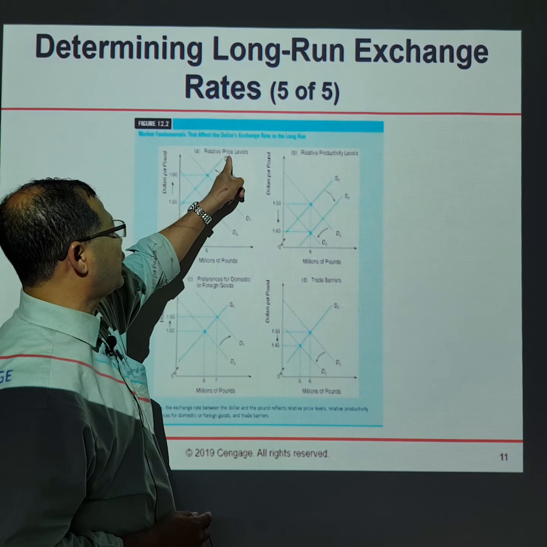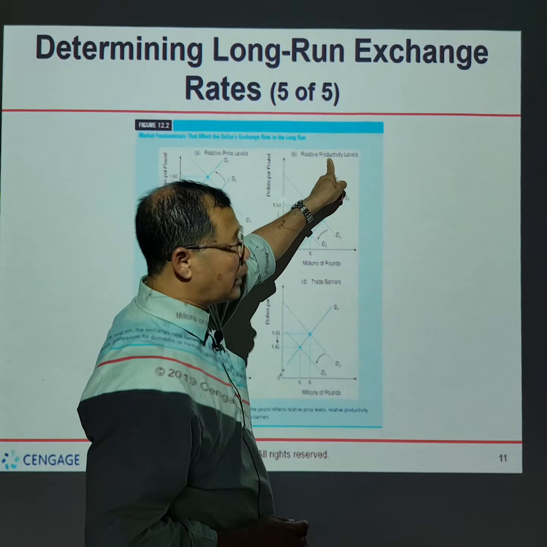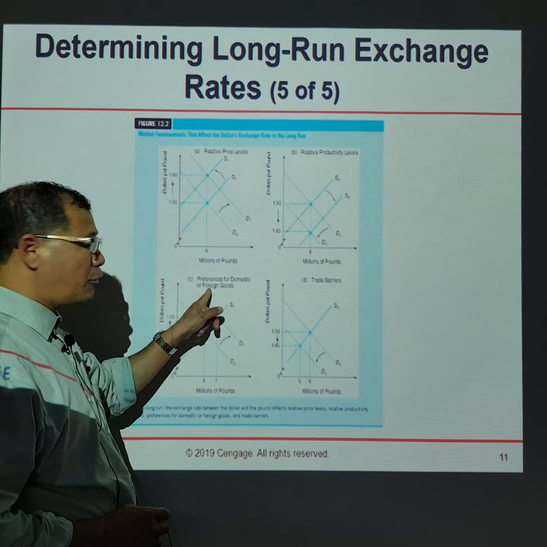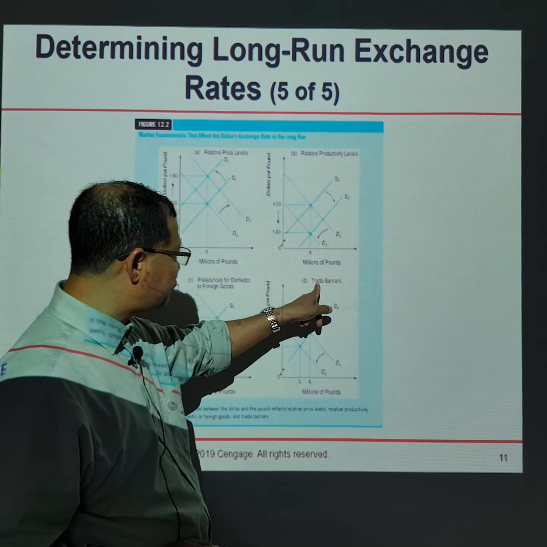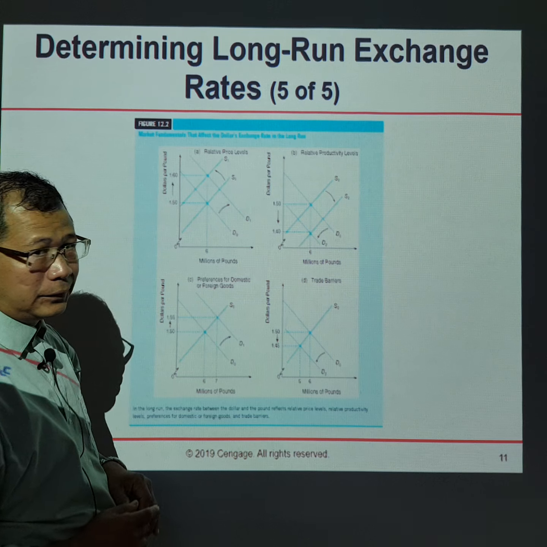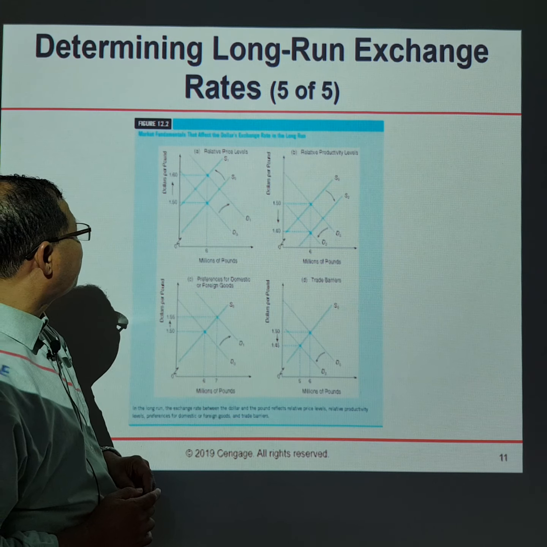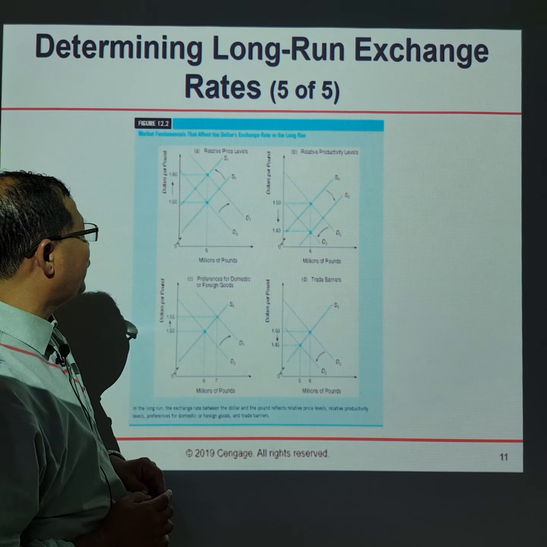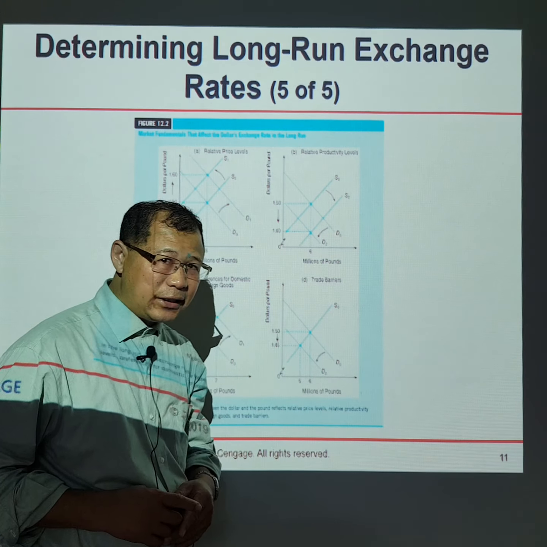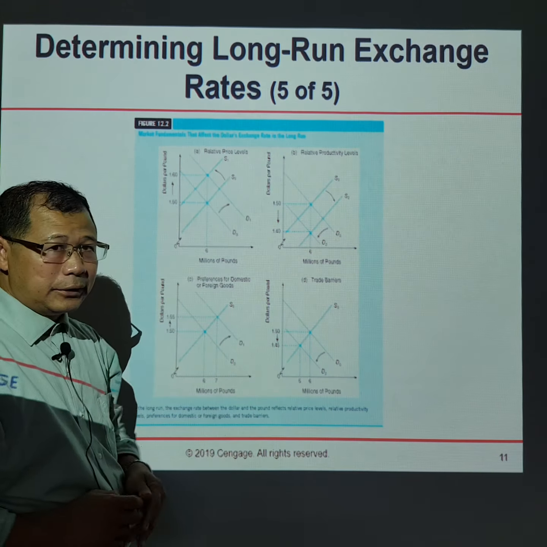Number one, relative price levels. Number two, relative productivity levels. Number three, preferences for domestic or foreign goods. Number four, trade barriers. Number one, relative price levels. Suppose price levels increase in the US. So products in the US become more expensive relative to, for example, the UK.